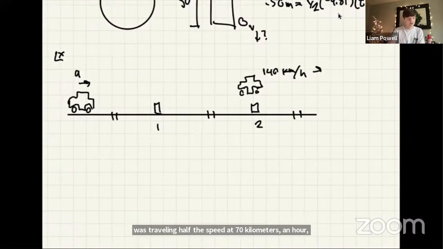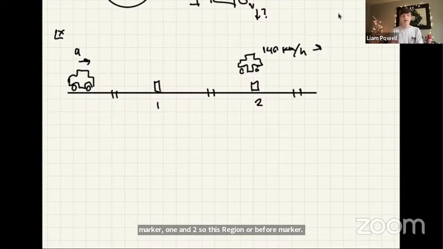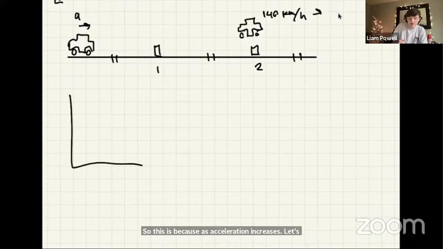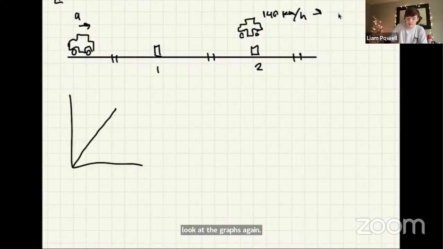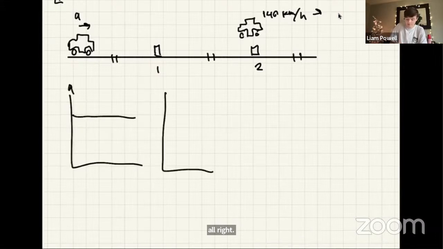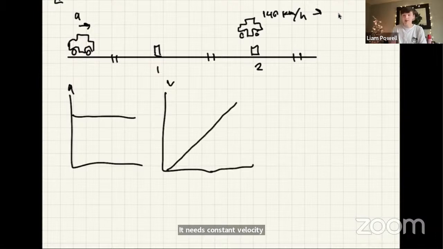Where do you think? Is it going to be at marker 1, between marker 1 and 2, so this region, or before marker 1? And then the answer is actually before marker 1. This is because as acceleration increases, let's look at the graphs again. If it has a constant acceleration, that means the velocity is constantly increasing.